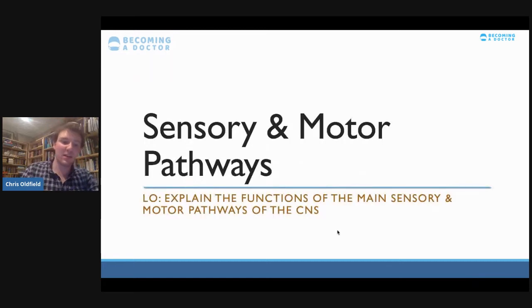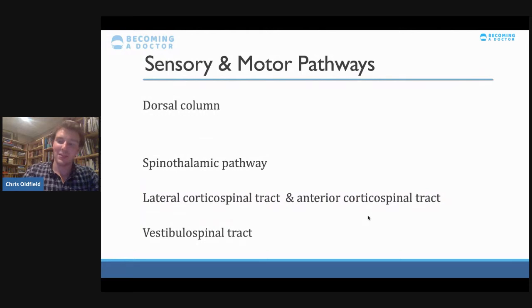So next, we're going to be looking at the main sensory and motor pathways found in the brain. As there's people from all different unis here, I'm not sure how much detail you need to be going into for this. Obviously, neurology, as you can imagine, can get very complicated. But I'm just going to point out the main ones that you need to know. So I think that these are the key ones here.